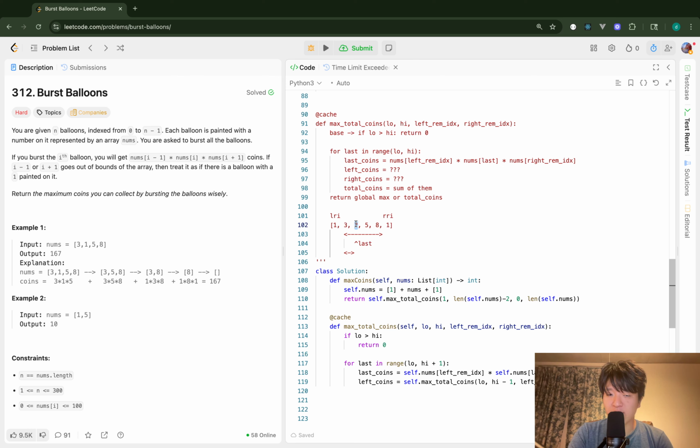And obviously, this is on the left hand side and closest to this range. Yeah. So this last index is exactly the right remaining index in the query function. Yep. And when I think of the right coins, the similar thing happens.